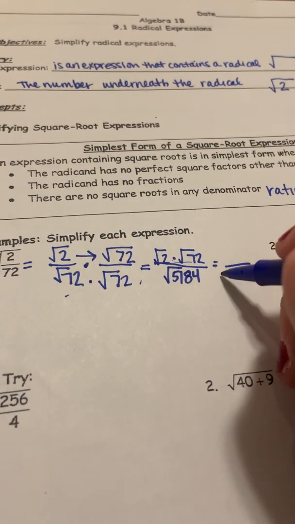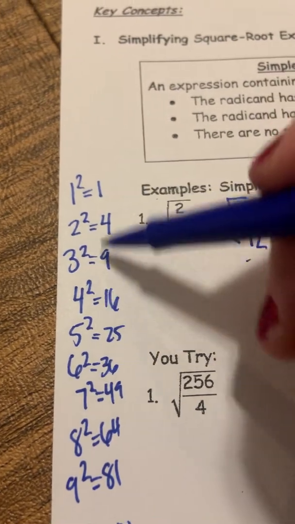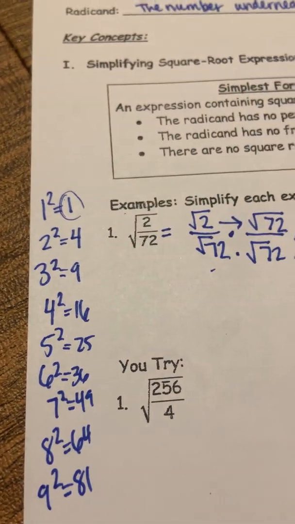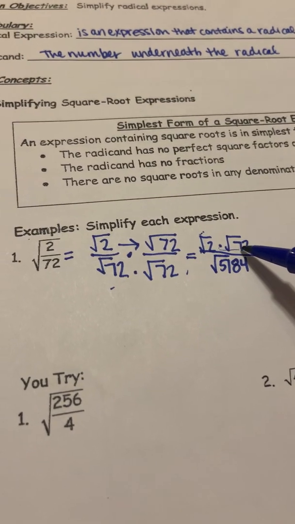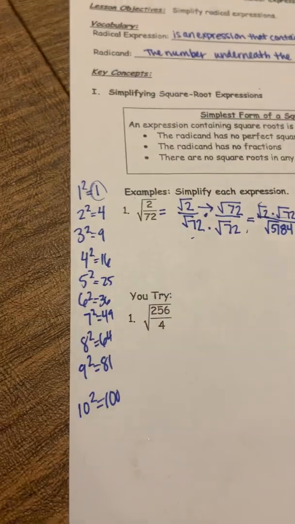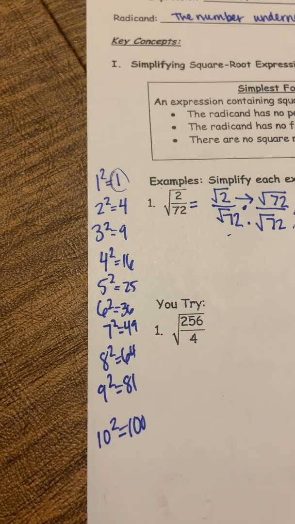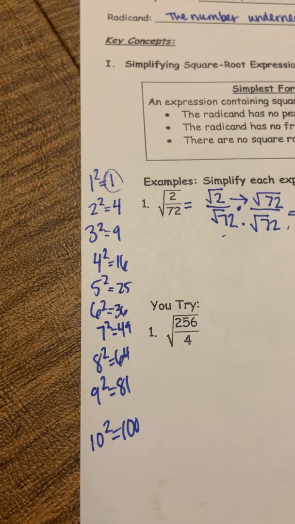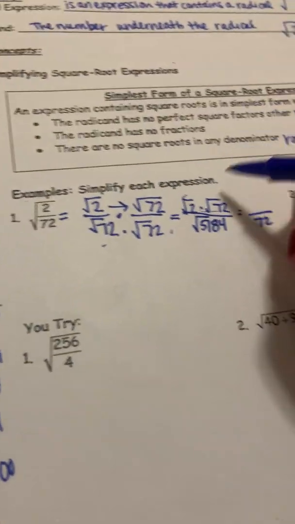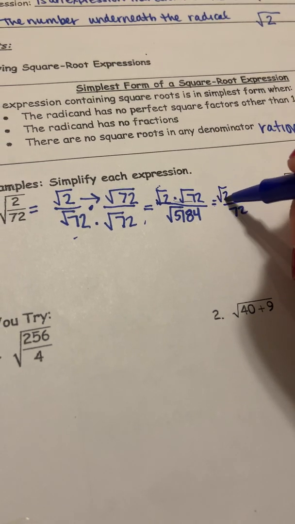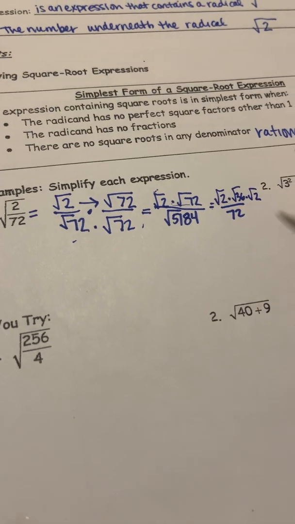So what I'm going to do is I'm going to leave the square root of 2 because this is not on our list and the only number it's divisible by is 1, because 2 is the only even prime number. And 72 is definitely divisible by one of those numbers on this list. So 72, when we look at it, is divisible evenly by 36. So the square root of 72 can turn into square root of 36 times square root of 2.